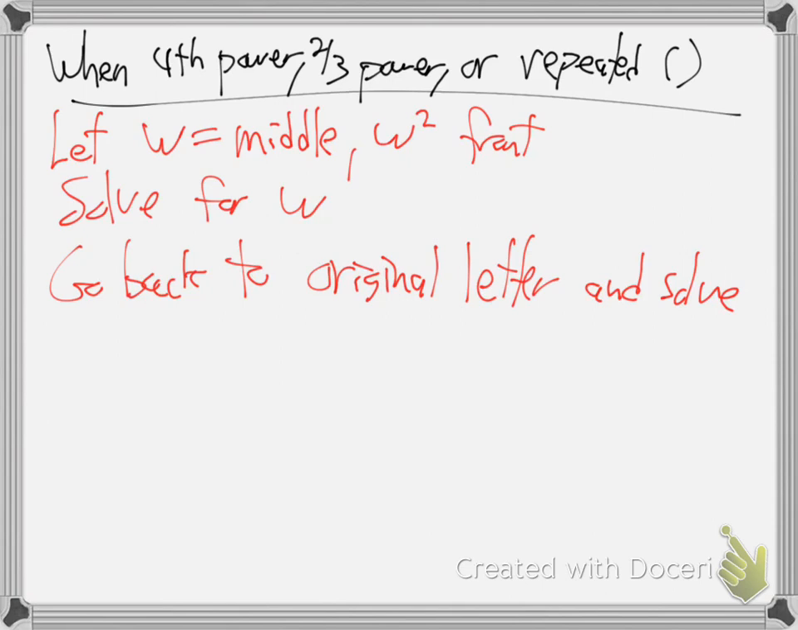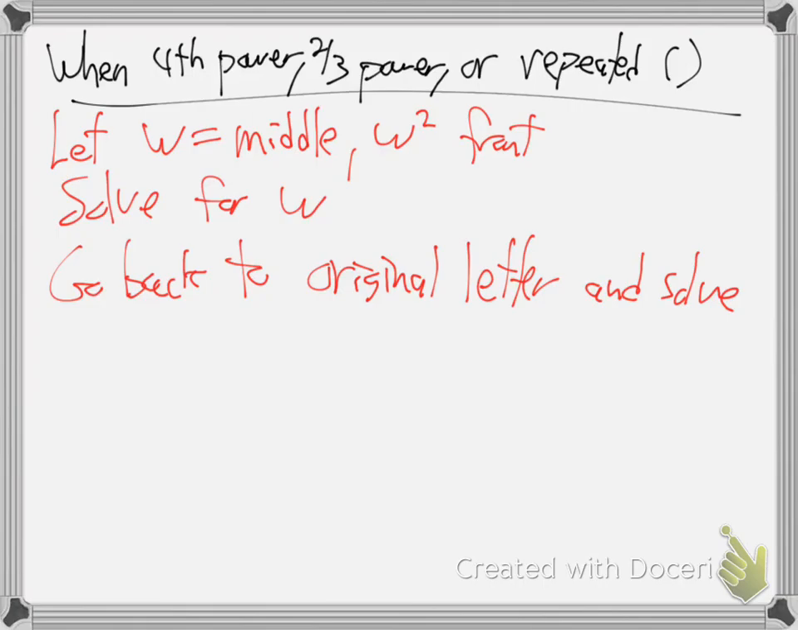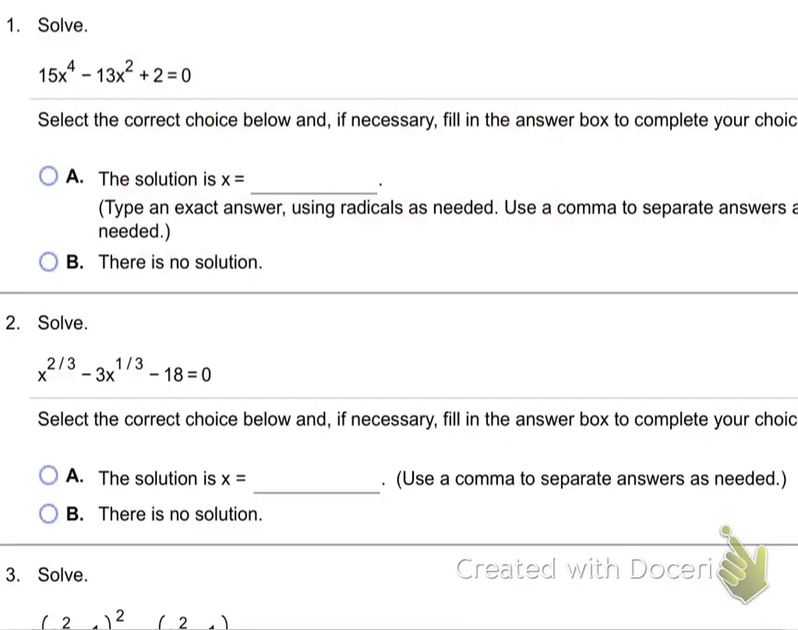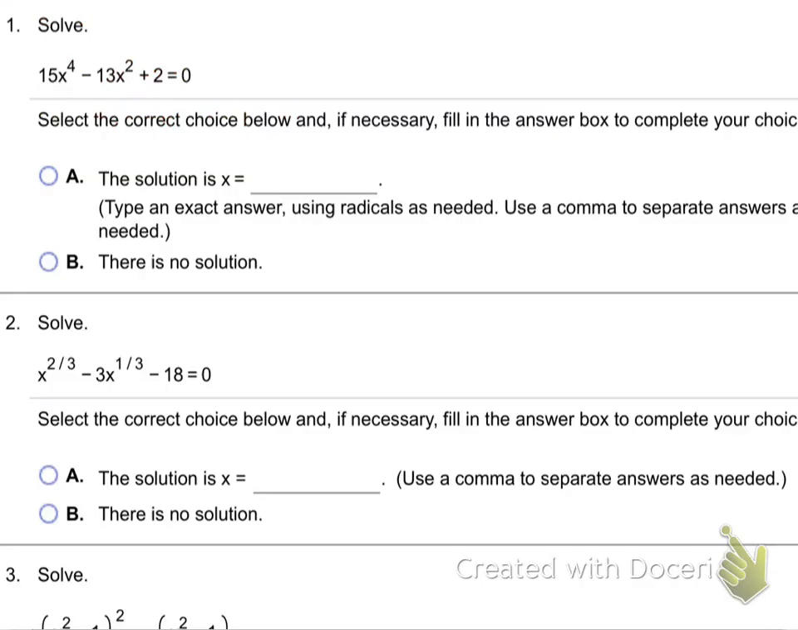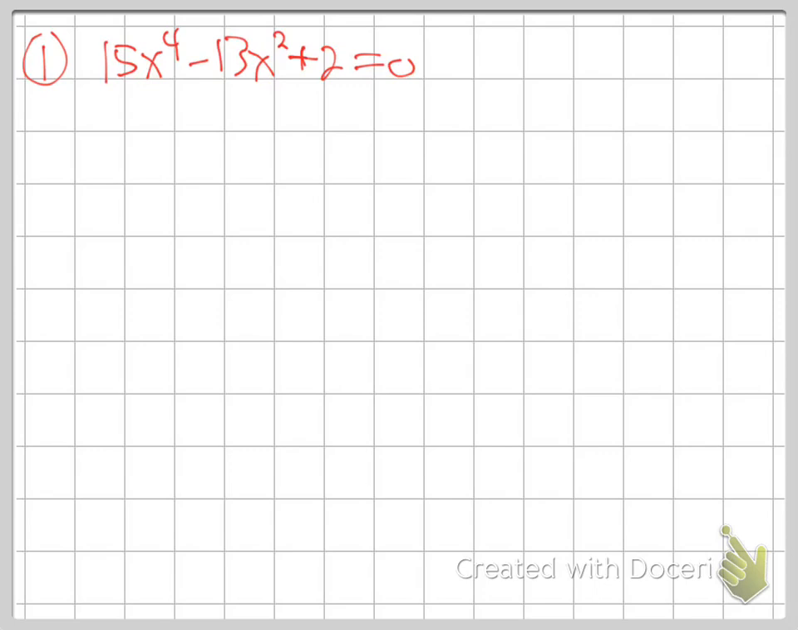That's how you handle these. Let me show you what I mean in particular. So, what is it? 15x to the 4th, minus 13x squared plus 2. So number 1. Has everybody got that copied down good enough? Maybe I'll write some of that on the board. Let's just crank this one.